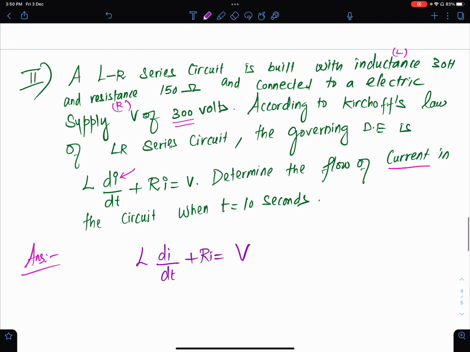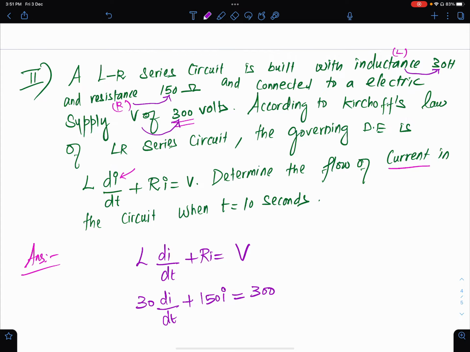So what is given here? The L is 30, the inductance, it is given here. So 30 di by dt, then plus R. What is R? It is 150i. So 150i equal to V. What is V? It is 300.